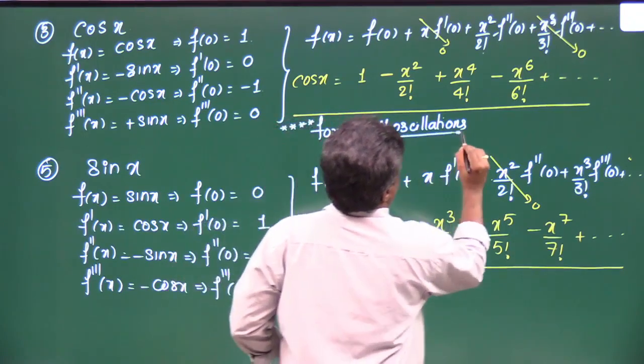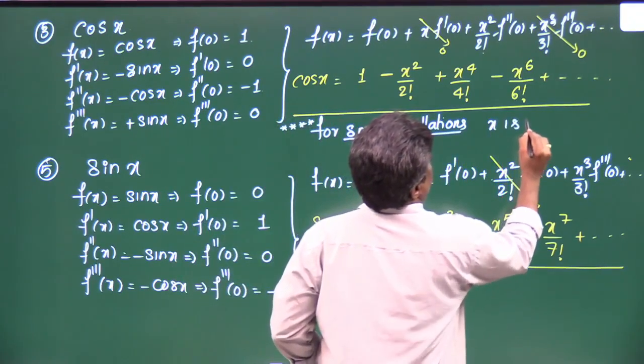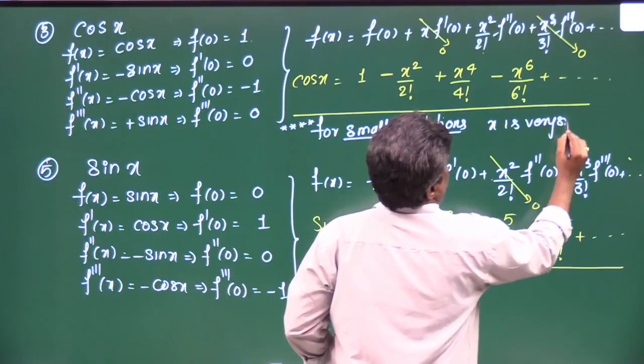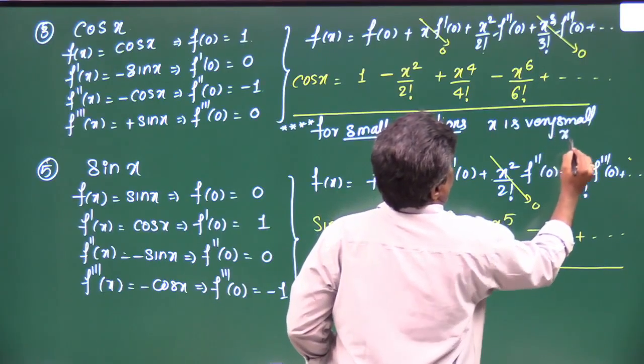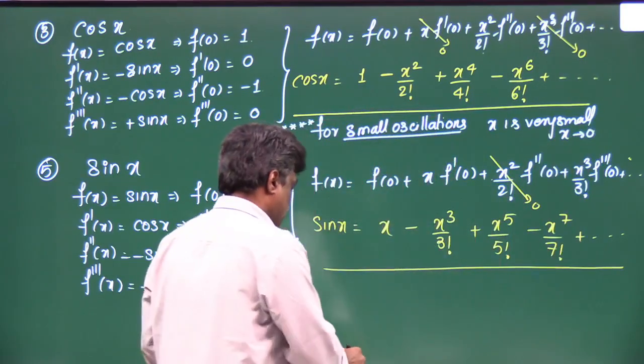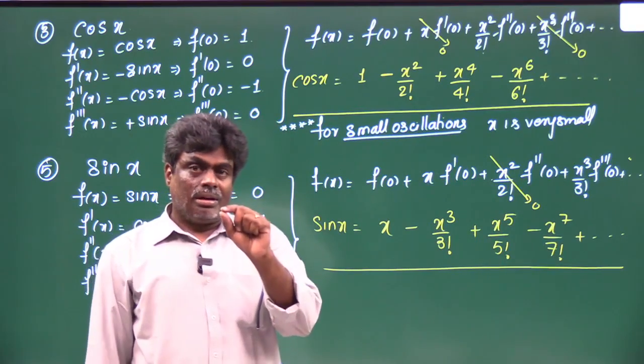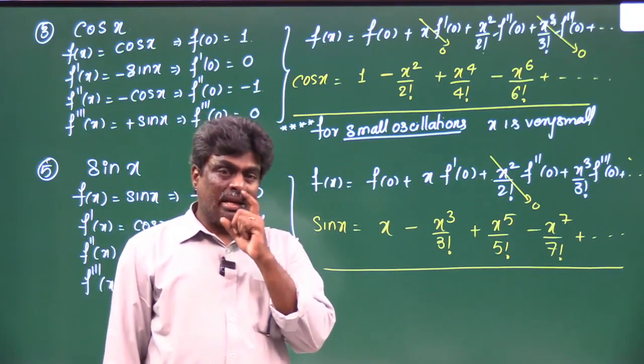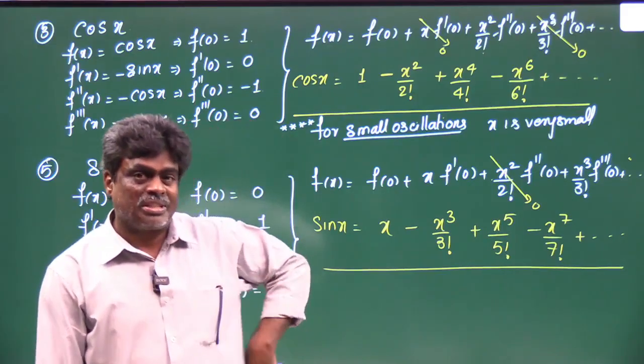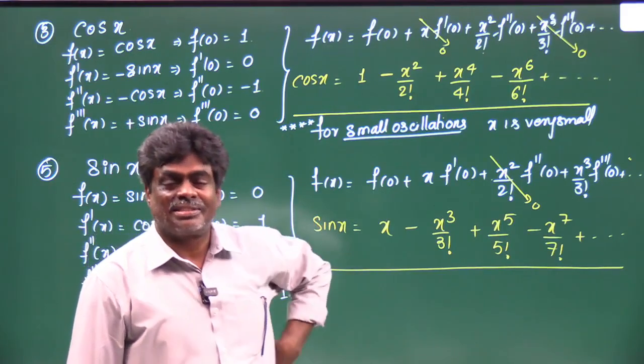So small oscillations means here x is very small. That means you can say x tends to 0, or x is very small. Whenever you have a cos function and a sine function, why will cos and sine functions be there? These are harmonic functions.